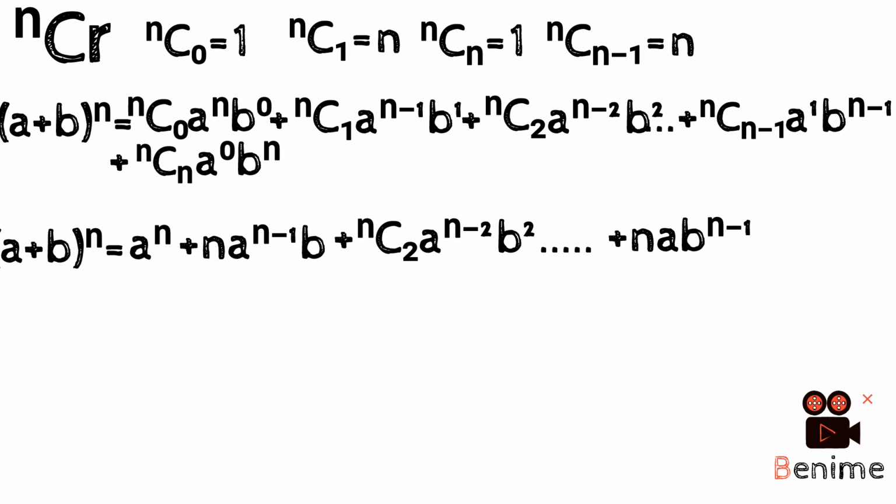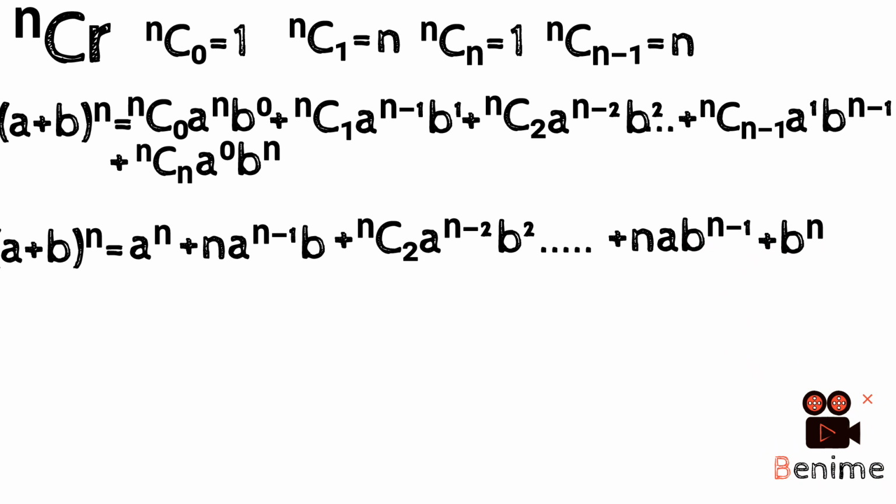Then finally the last term, where you have n combination n, a raised to the power of 0, b raised to the power of n. A raised to the power of 0 is 1, so remove it out. N combination n is equal to 1. So n combination n is 1, a raised to the power of 0 is 1, they're out. So only b raised to the power of n is there.